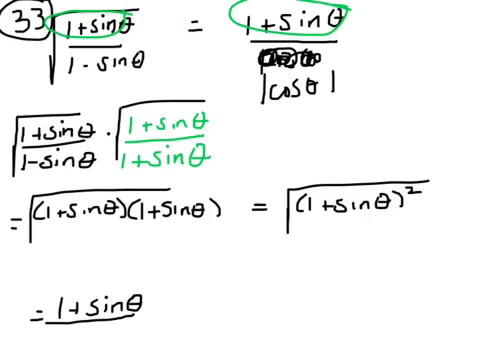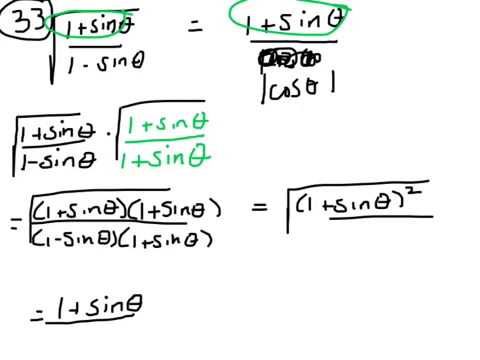Because look at the bottom. On the bottom what we have is 1 minus sine theta times 1 plus sine theta. That's a difference of 2 squares, isn't it? So that would be the difference of 2 squares. If you have something minus something and that same thing plus something, it's the first thing squared, so it's 1 squared, which is 1, minus the second thing squared. Wouldn't the second thing squared be 1 minus sine squared theta?